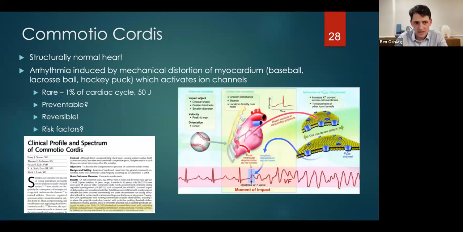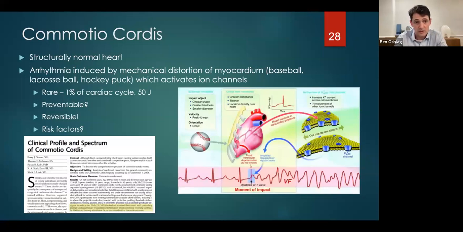You can see him get hit directly in the chest. And what happens here is you have a structurally normal heart, and you have an arrhythmia induced by a mechanical distortion of myocardium. Usually that's a baseball, lacrosse ball, hockey puck, something about that size, usually round, that's hard, that causes enough of an impact to depolarize the myocytes in that ventricle.